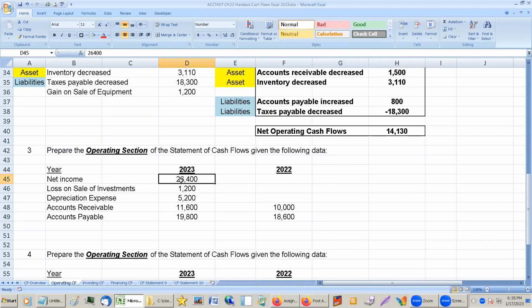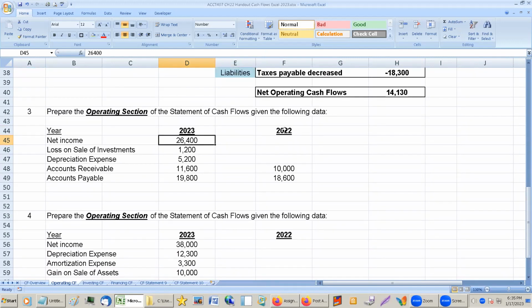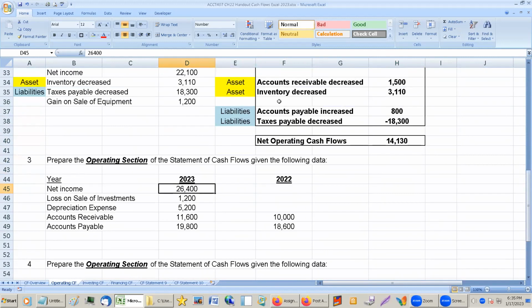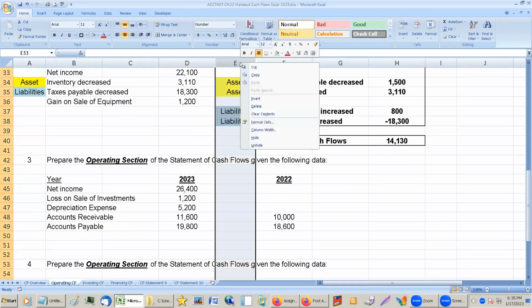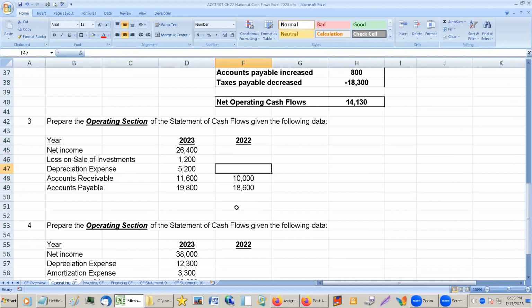I don't know why I got these separated. Oh, I know why, because I added that column. I'm taking it out. All right, so coming down here. Now it's the same thing that we just did.